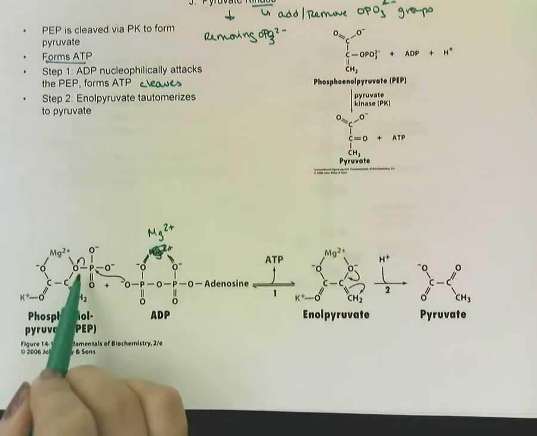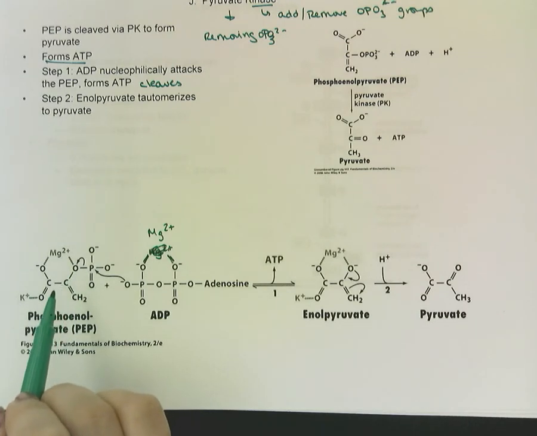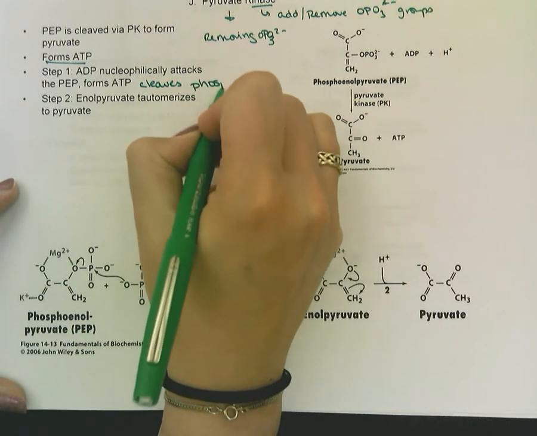What bond is this? It has one name, starts with a P. Phosphoanhydride. Yep, phosphoanhydride bond. So it's going to cleave that phosphoanhydride bond.